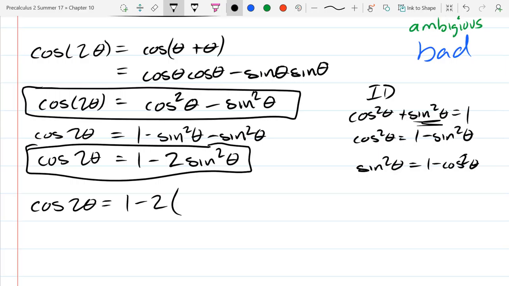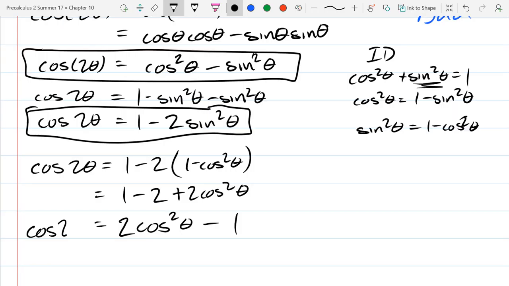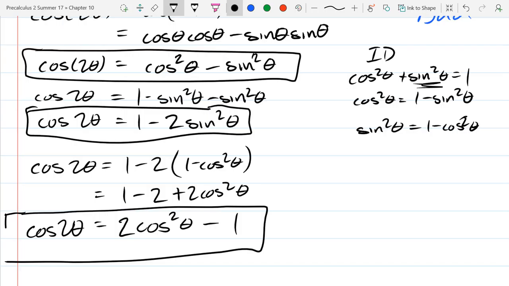Now I have to be extra careful here. Sine squared is 1 minus cos squared theta. Making sure I got my signs correct. All right, 1 minus 2 is negative 1. I like to write my positive terms first. 2 cos squared theta minus 1. So we actually have three choices to use here. And depending on what our goal is, we'll use different ones at different times.